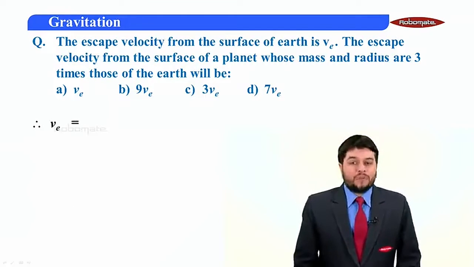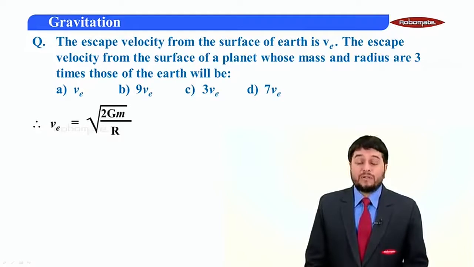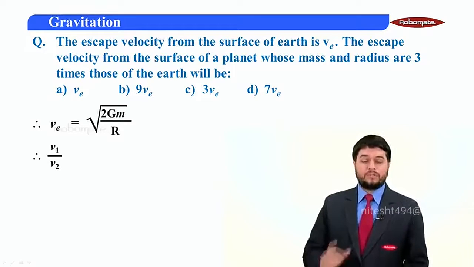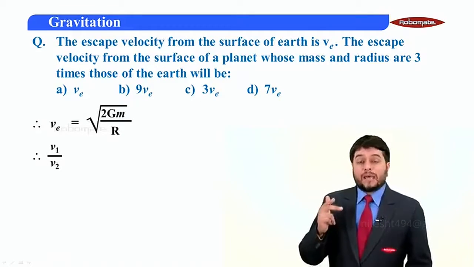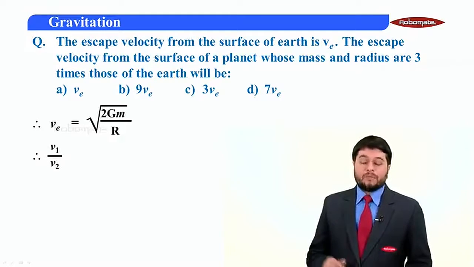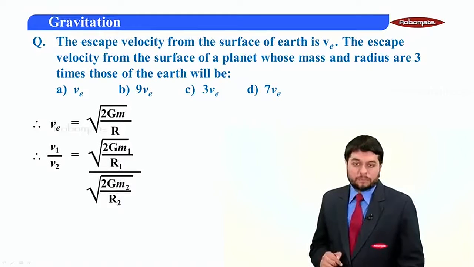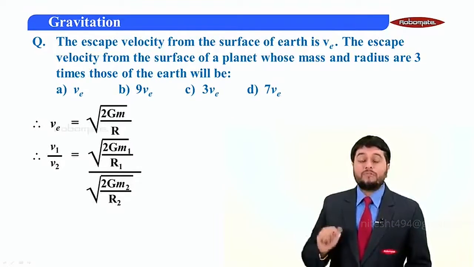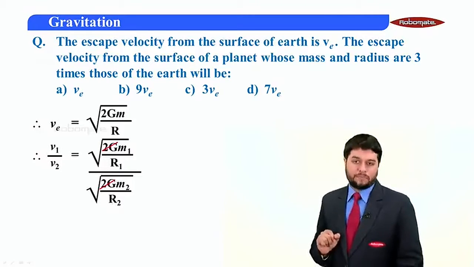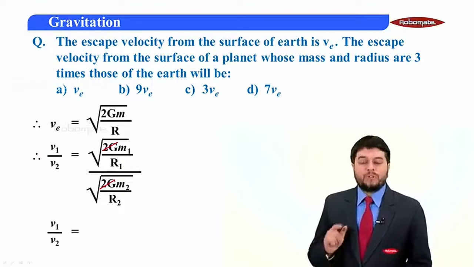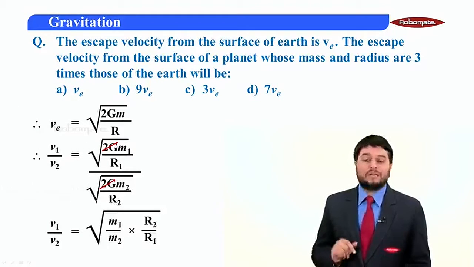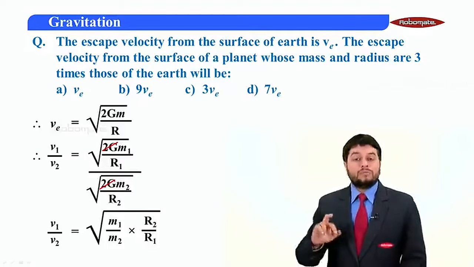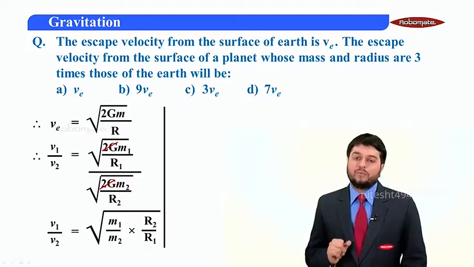You know the escape velocity formula. Escape velocity is given as root of 2GM by R. So in this case, if I take the ratio of the two escape velocities of the planet Earth and this other planet, it will become V1 upon V2 is equal to square root of 2GM1 upon R1, the whole divided by square root of 2GM2 upon R2. Cancelling 2 capital G both from the numerator and the denominator and rearranging the terms, inside the square root I get root of M1 upon M2 into reverse R2 upon R1.